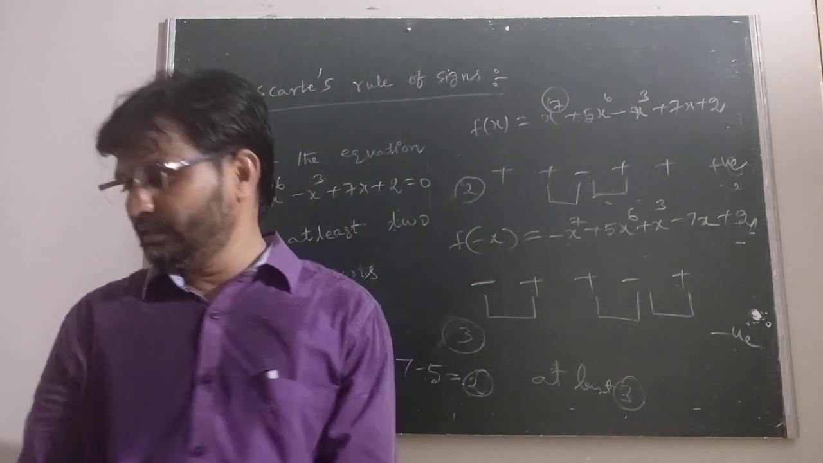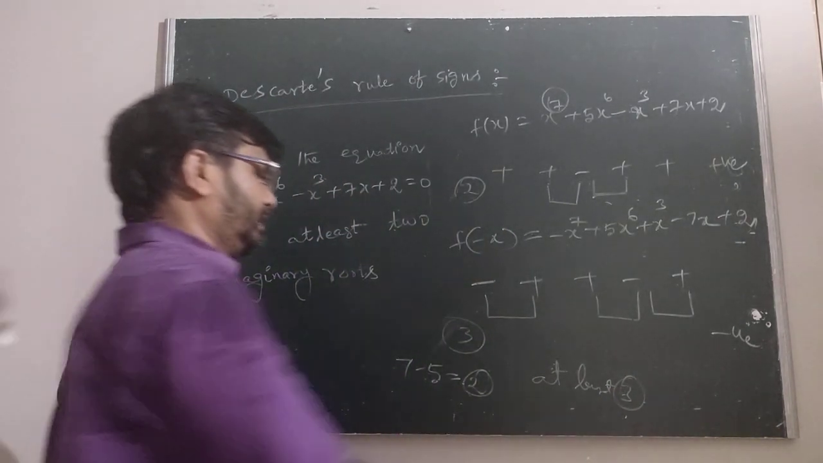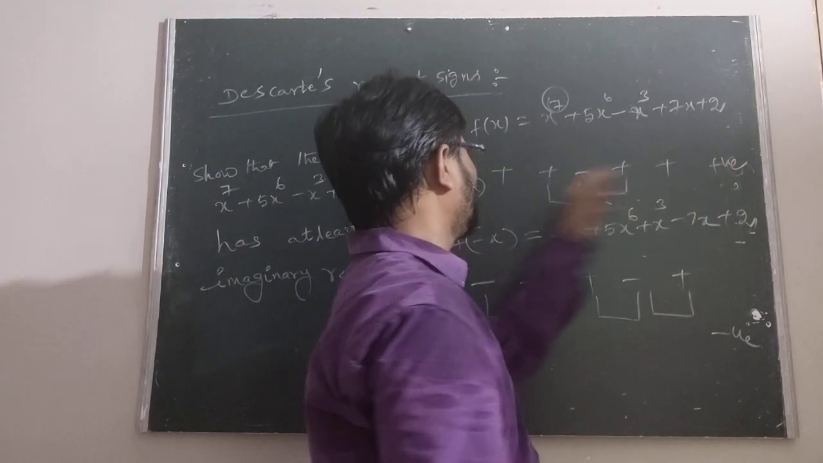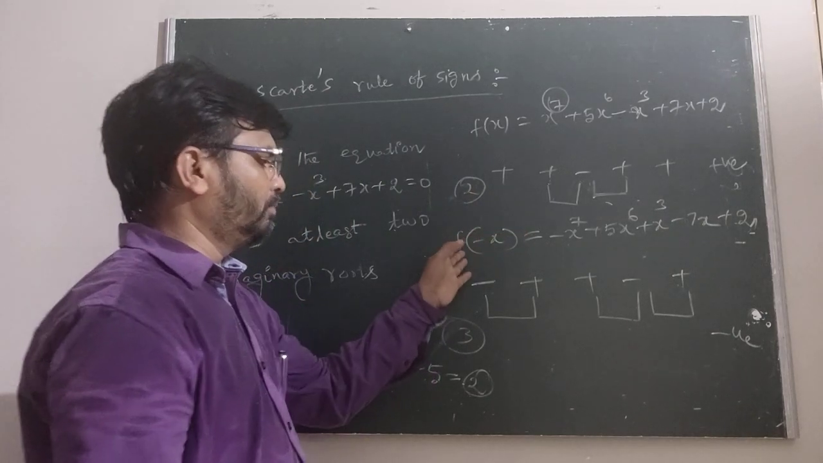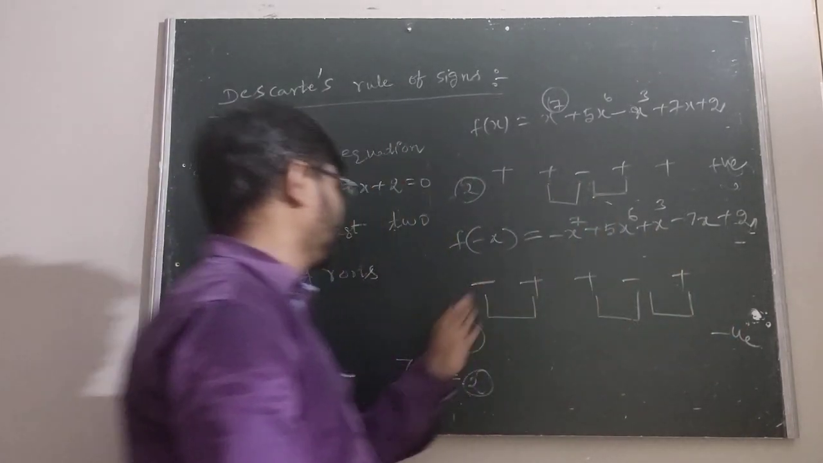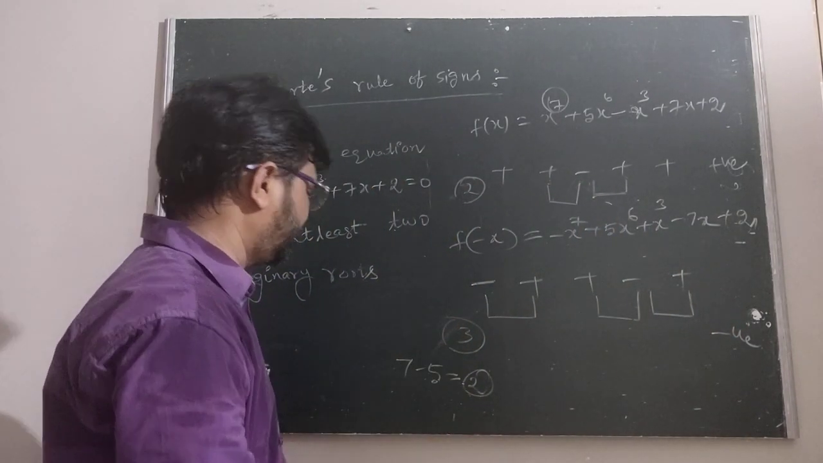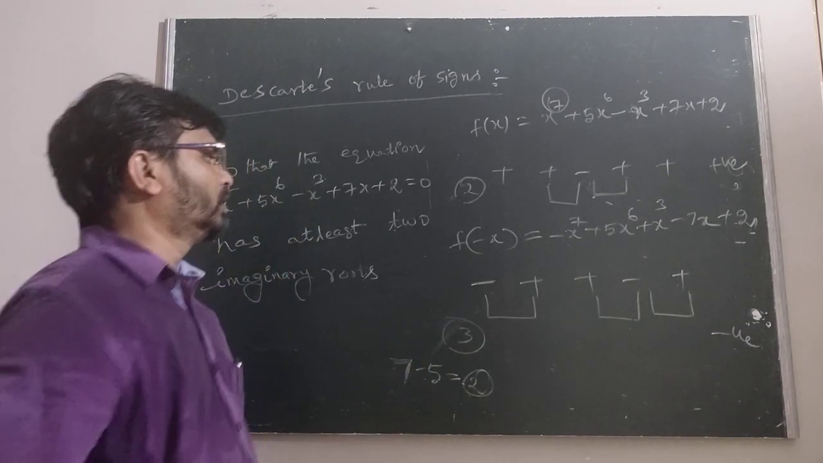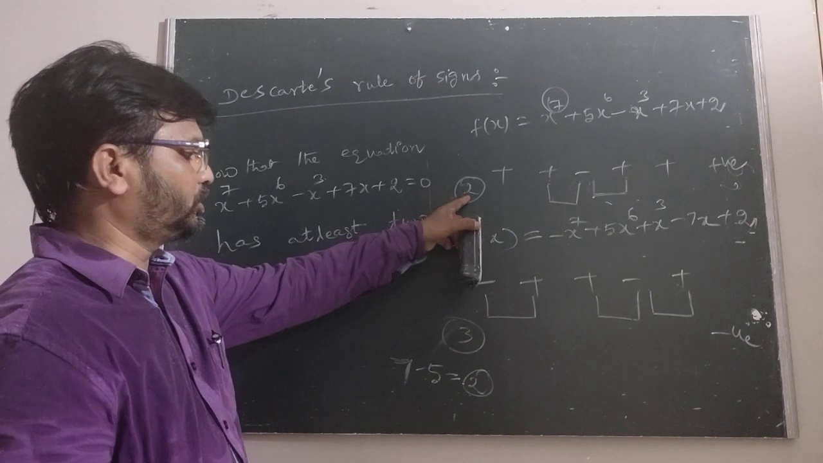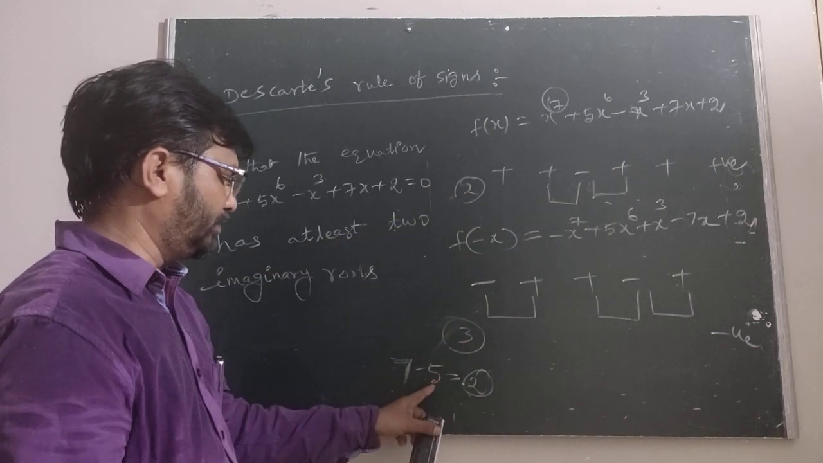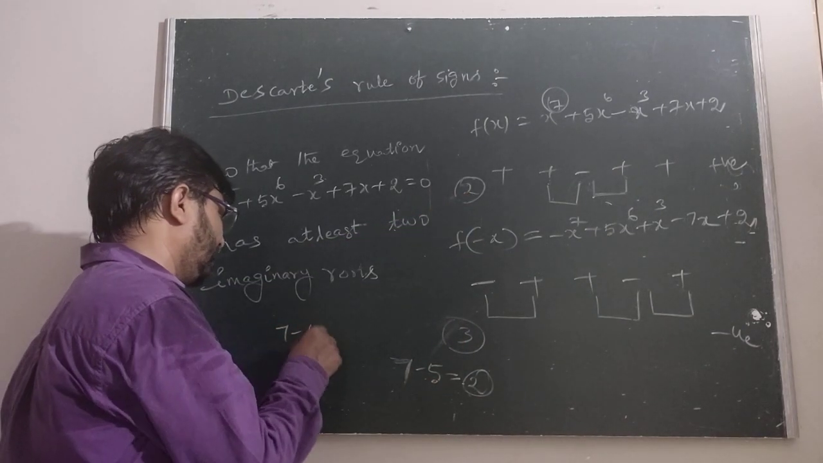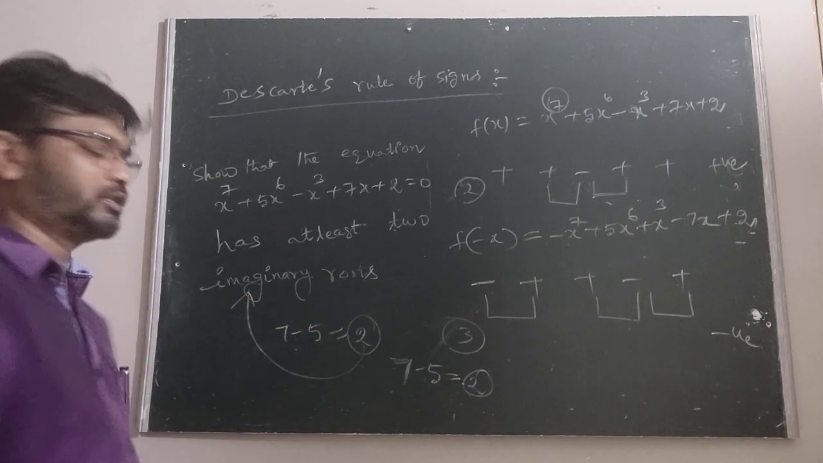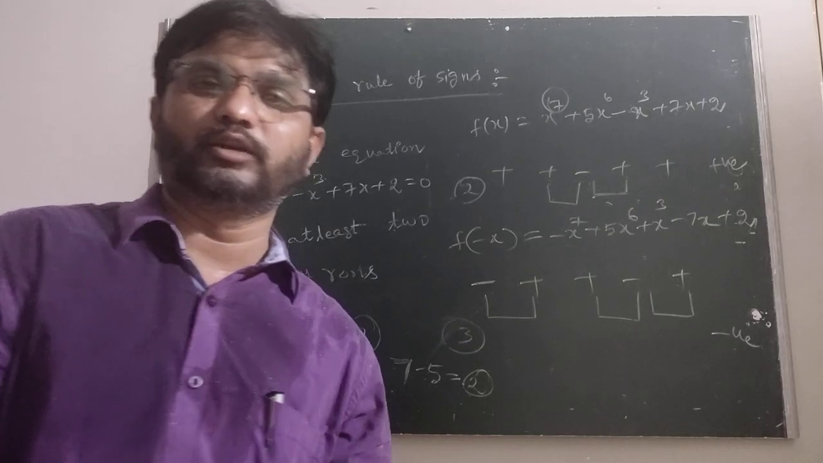But in this question we are getting at most 2 positive roots and at most 3 negative roots. After that you can write the total degree is 7. Now at most 2 positive, at most 3 negative, that is 5. Then you can write 7 minus 5 is 2: at least 2 imaginary roots.